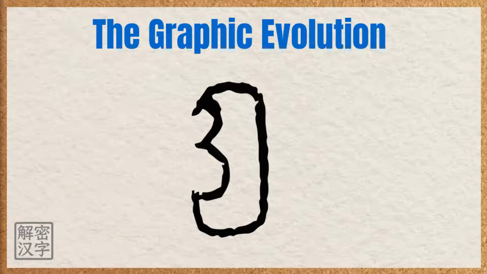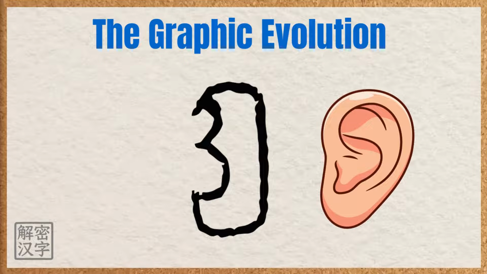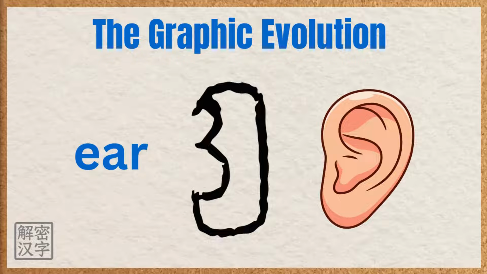In ancient oracle bone script, there was a symbol pronounced "ěr". What do you think this symbol looks like? Doesn't it kind of look like an ear? You guessed it, this symbol actually does stand for ear.